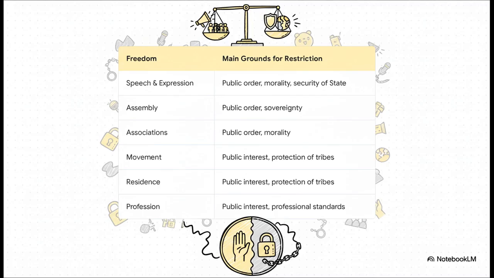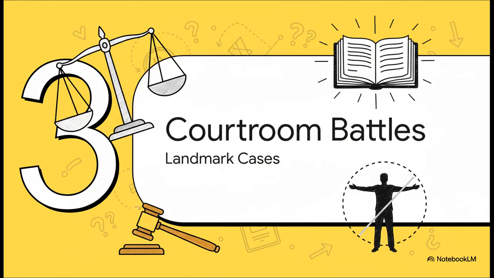So freedom of speech, well, that can be restricted in the interest of, say, the security of the state or public order. The right to assemble? Same deal. Every single right has a corresponding set of potential limitations written right into the Constitution. It's this constant, delicate balancing act. Now, you're probably thinking, words like reasonable or public order sound, well, pretty vague, right? Who decides what's reasonable? And that's the million-dollar question. The answer is, the line gets drawn in the courtroom.